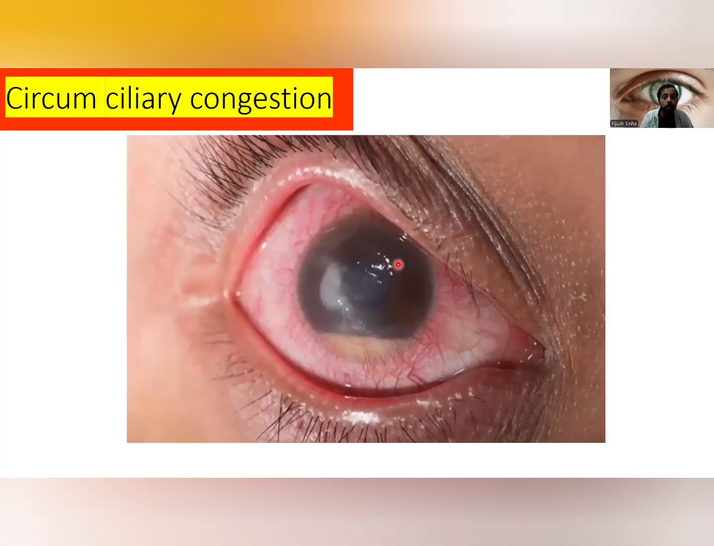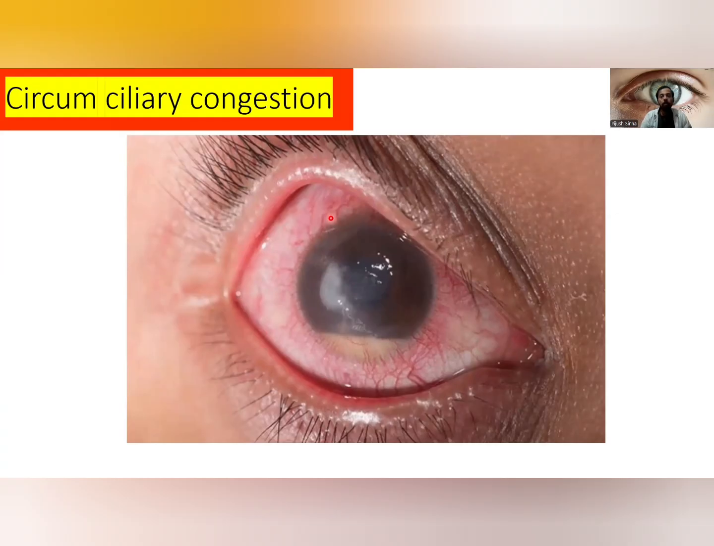Let's move to the other case. Here it is a case of infectious keratitis, where if you stain the cornea with a fluorescein strip, it will show an epithelial defect with infiltrates also there. Surrounding it, you will see corneal edema, and you can see hypopyon is also there. You need to measure it properly.